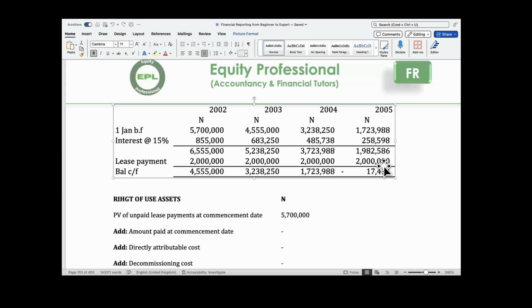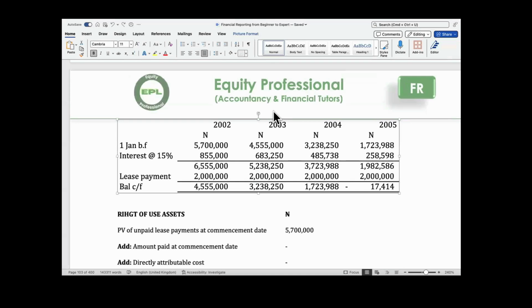It's bringing it to negative. Ordinarily, it should be zero. Why you're having something like this is because of the opening. This 5.7 million at the beginning was an approximation. That's why you're having minus 17,414 at the end. But this is generally how you do the lease liability schedule.